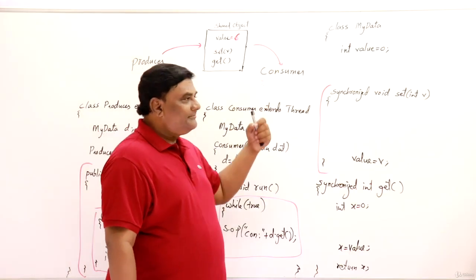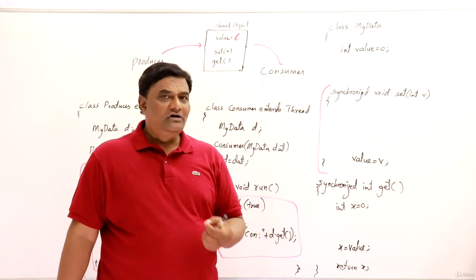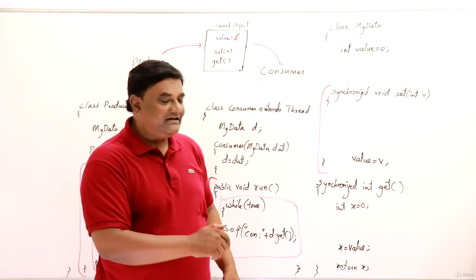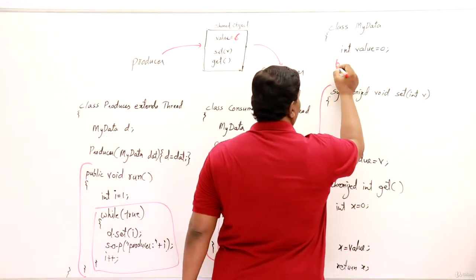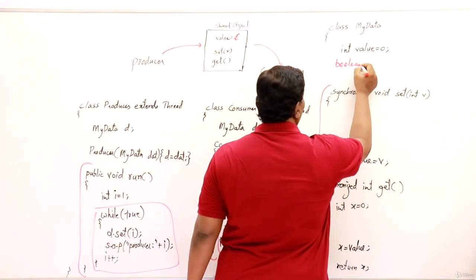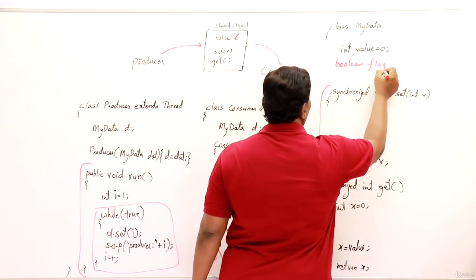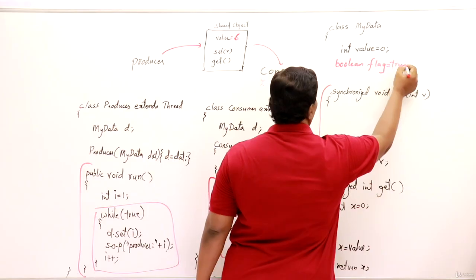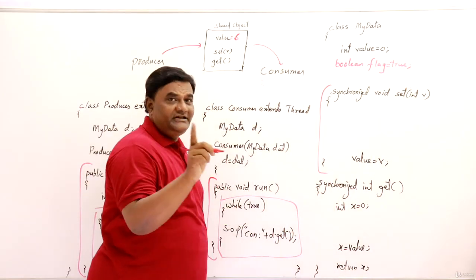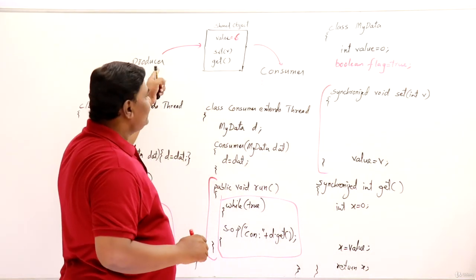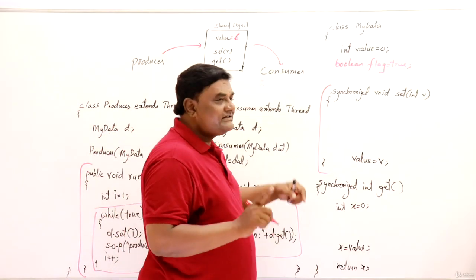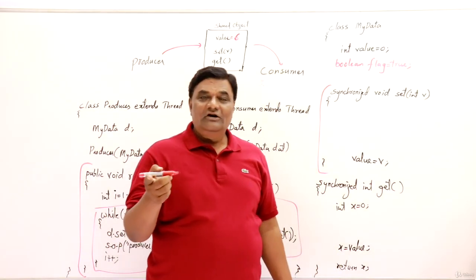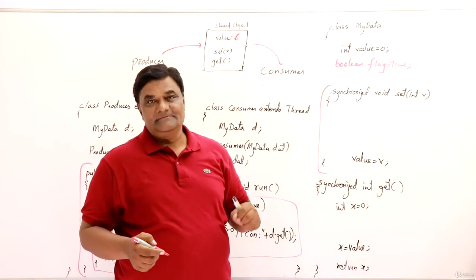So I will write something here to get the turn. I have already explained, we will take one flag. I will write the code: boolean flag, and this is true. Initially true. So initially who should have a turn? Producer will have a turn. So true means producer's turn and false means consumer's turn.